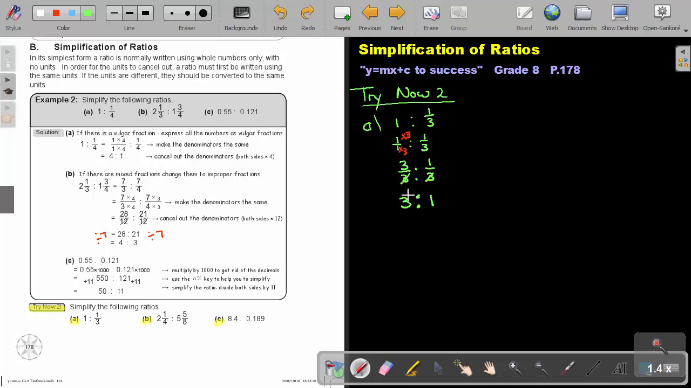Okay. And if I look at number B, this will be 2 and a quarter and 5 and 5 over 8. Again, make it mixed numbers. So 2 times 4 is 8 plus 1. So that will be 9 over 4. This is 40 plus 5. So it's 45 over 8. Then make your denominators the same. Times 2. Times 2. So I'm going to get 18 over 8. 45 over 8. So I cancel my denominators.